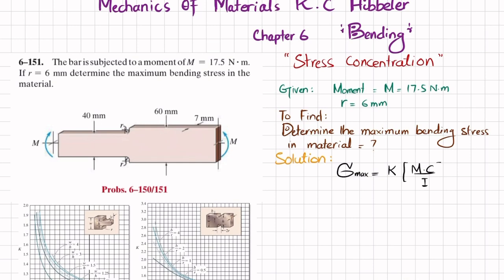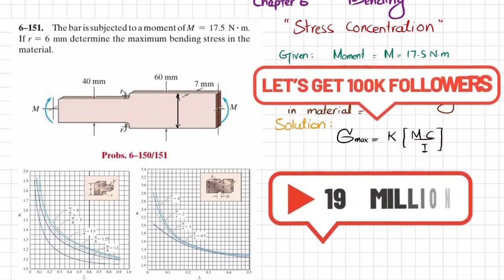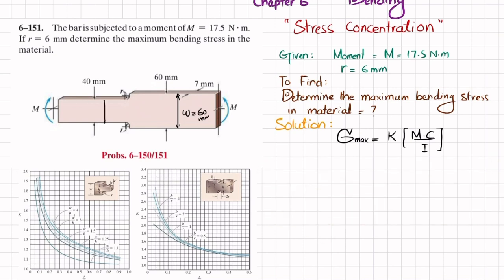So first we will find this K, which is the stress factor, and the stress factor can be obtained by using figure 6-43, because you can see this is the same scenario. There is a fillet over here. Now this higher height or width is W, and this W is equal to 60 millimeter, and this smaller height is small h, clear, and that is 40 millimeter. And this is the fillet radius r, which is given as 6 millimeter, clear.